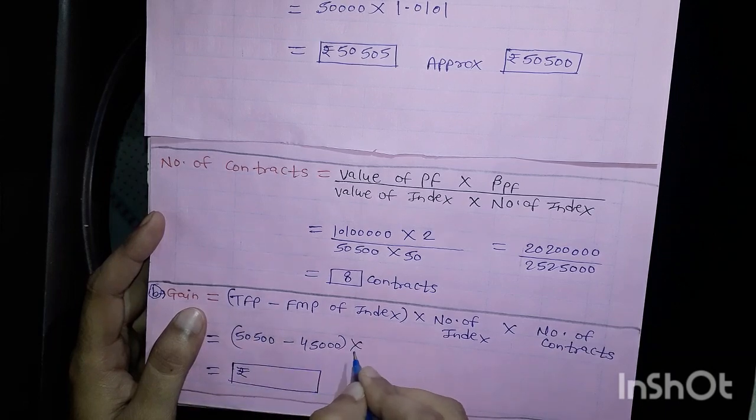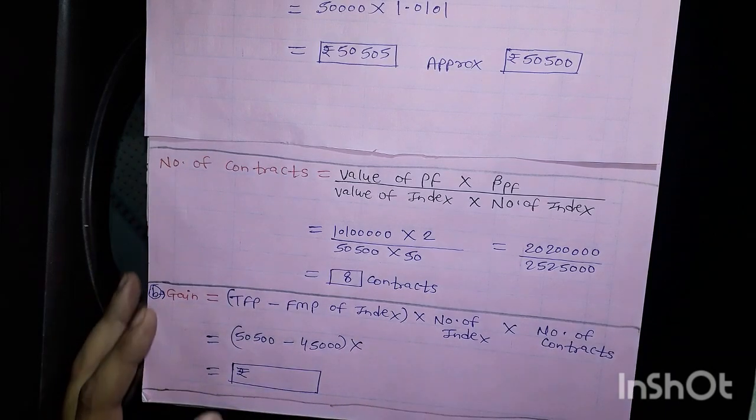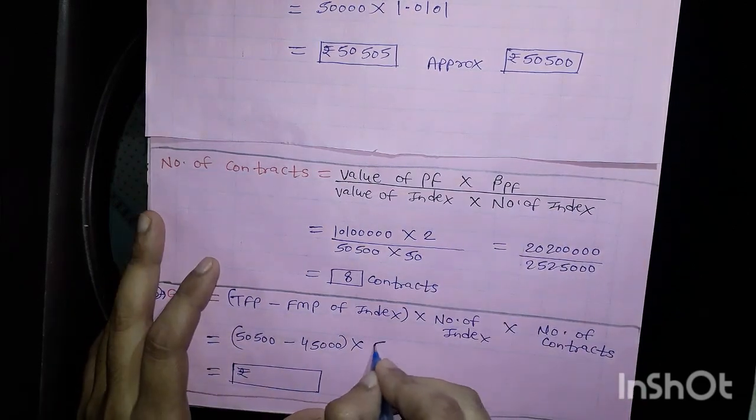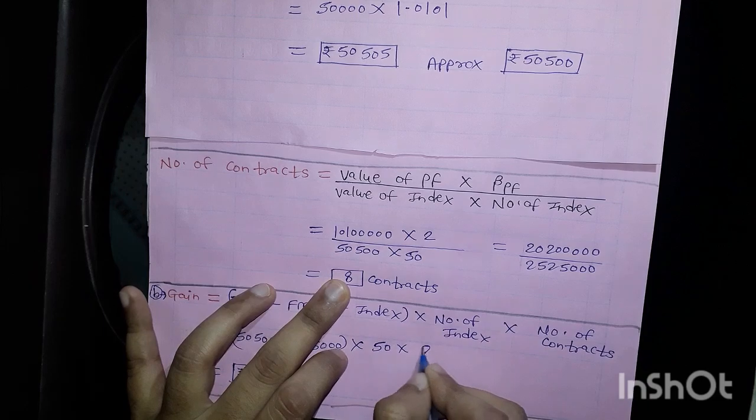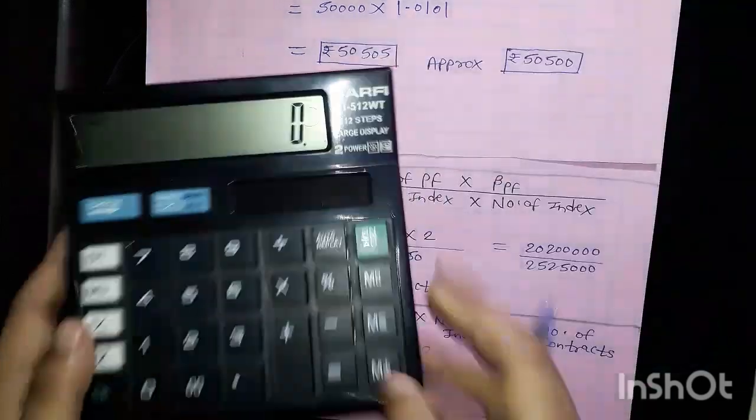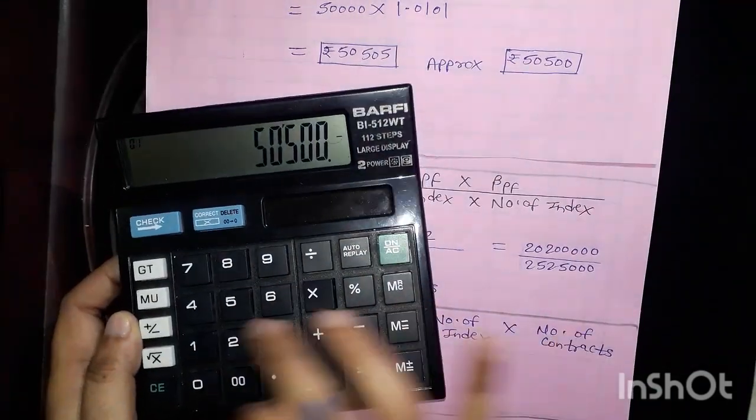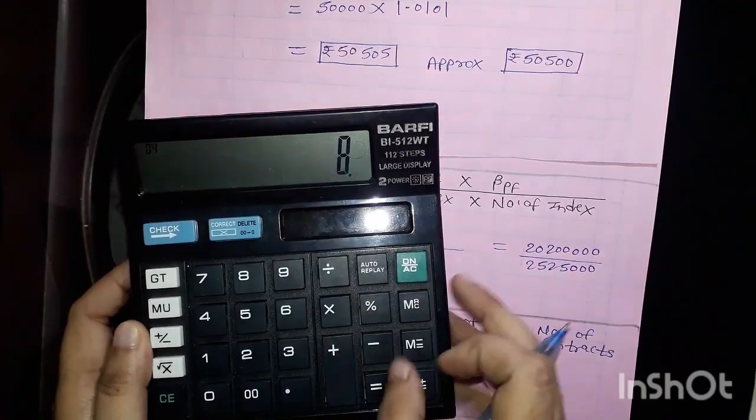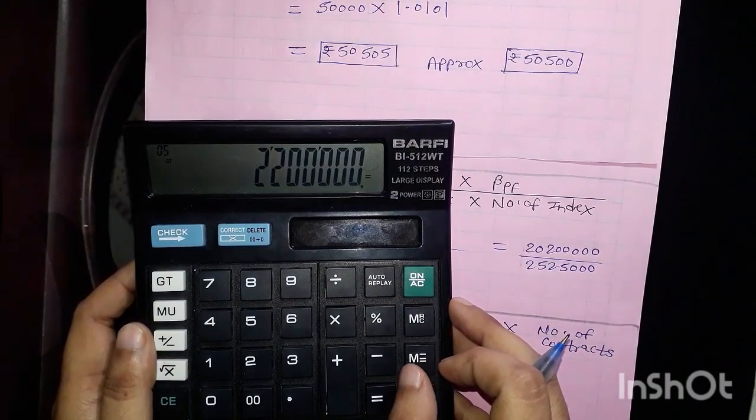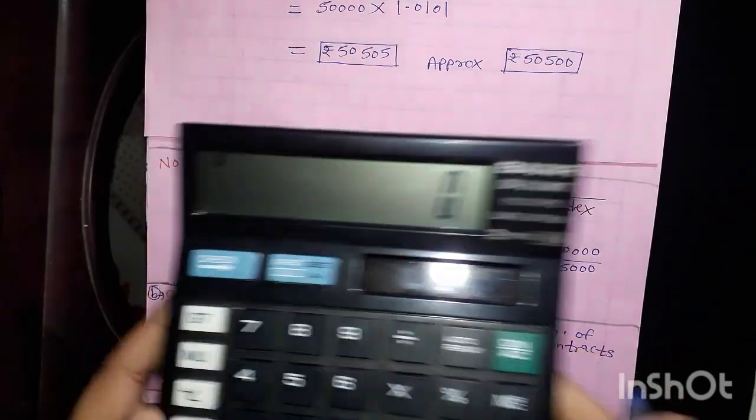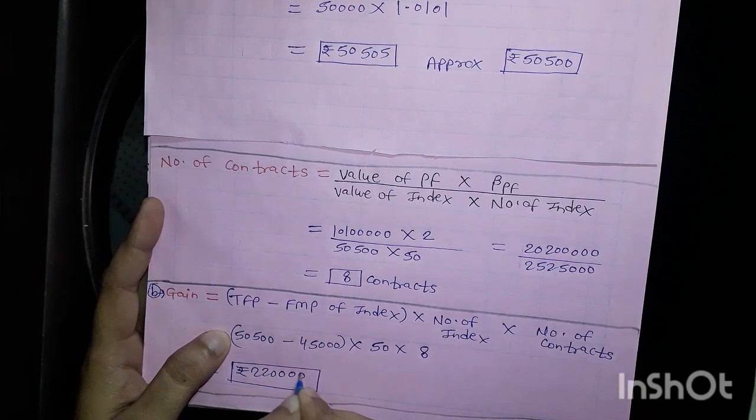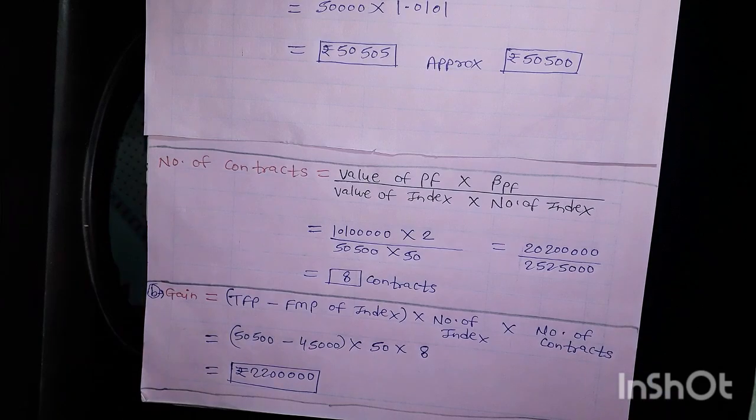Multiplied by number of index. Okay, so number of index, see here, we know that it is 50 multiplied by number of contracts, which is 8. Okay, so 50,500 minus 45,000 multiplied by 50 multiplied by 8. So I am getting here 22 lakhs. Okay, 22 lakh is my answer, that is the gain, 22 lakh. Okay, 22 lakh.